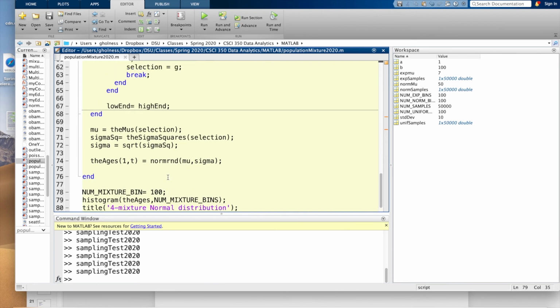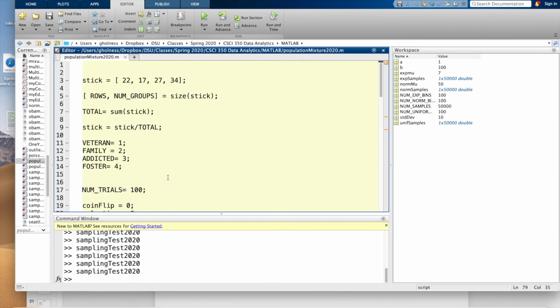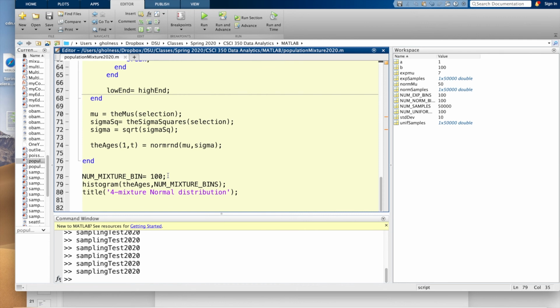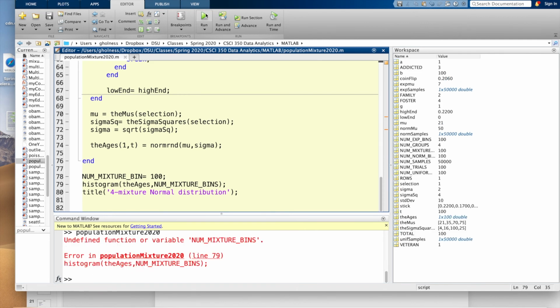So we have 100 different bins representing age groups, and the number of samples, I think, number of trials was 100, right? So let's try this and see what happens. Oops. Num mixture bins. There we go. Spelling is always going to creep up on you. All right, there we go.